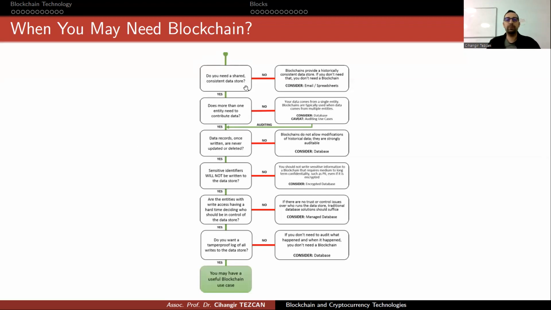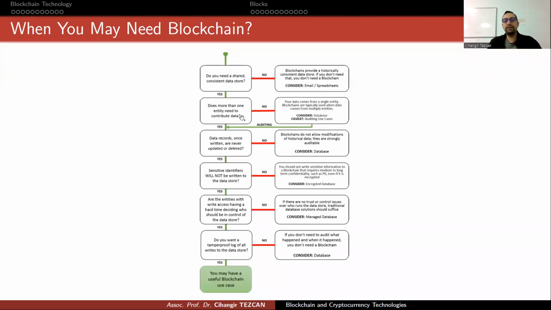A lot of people who consulted me wanted to design a blockchain for their company, but it turned out that they actually don't need a shared and consistent data store, because they were the only persons going to write data to it, and they weren't planning to show it to other people. Then the question is, why do you want to use a blockchain? They say that blockchain is hype, so they thought it would be useful for them. Most of the time it fails at this question. If the answer is no, you can just use email, spreadsheets, a database, whatever you want.